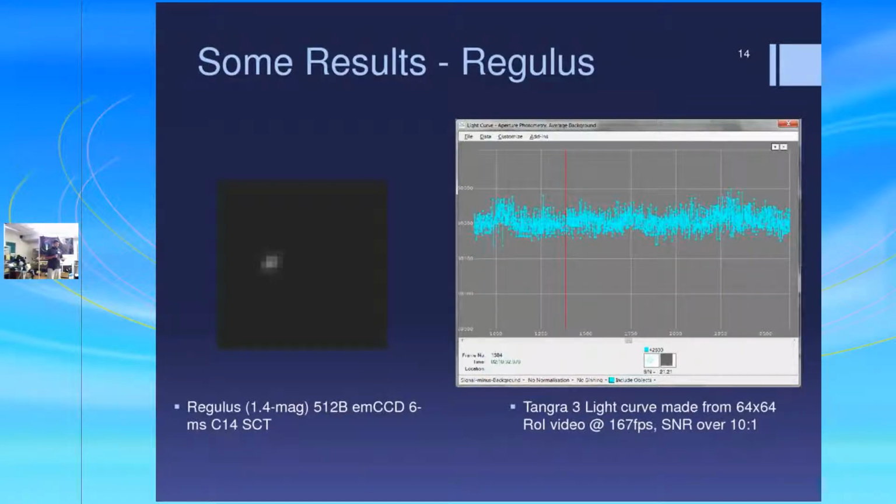Steve observed Regulus in preparation for the March occultation by Origine. The diagram on the left is a 64 by 64 pixel region of interest. The Tangra 3 light curve is shown on the right and has a signal to noise ratio of over 10 to 1 for each frame.